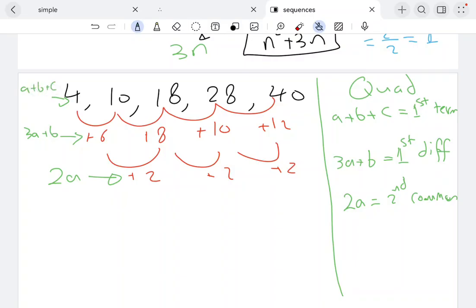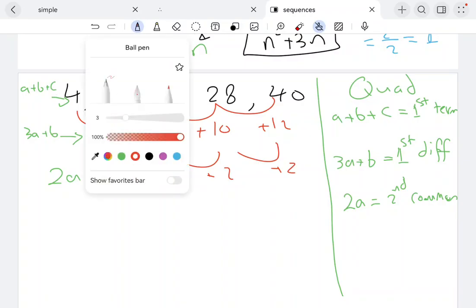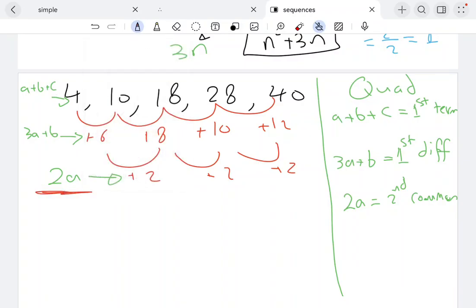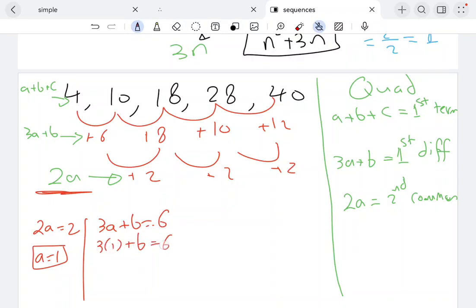From where do we start? From the bottom. We start from 2a, so 2a equals 2. Divide by 2, so a equals 1. We got a. Now let's go and get b. 3a plus b equals 6. Now I know how much a is, so 3 times 1 plus b equals 6. Then minus 3 from both sides, so b equals 3. We got b.